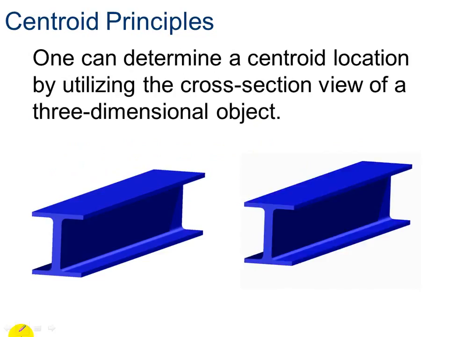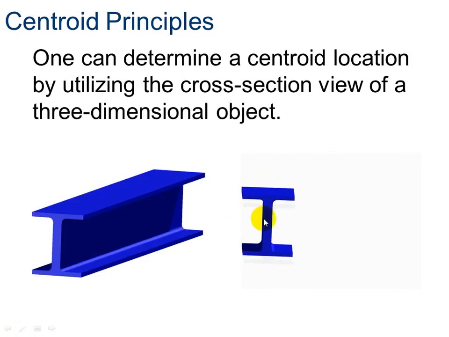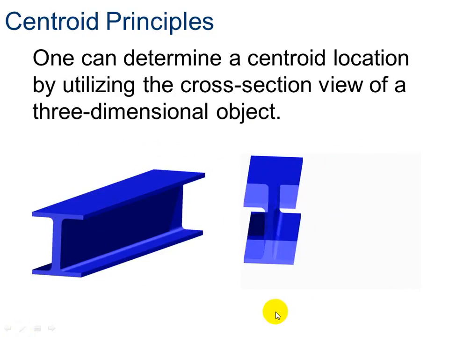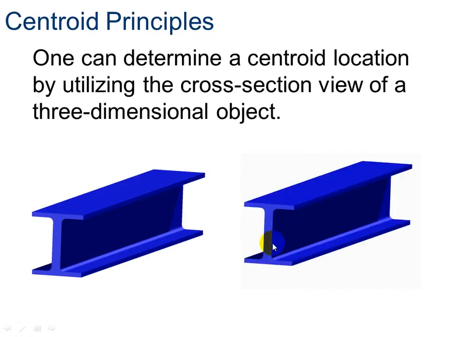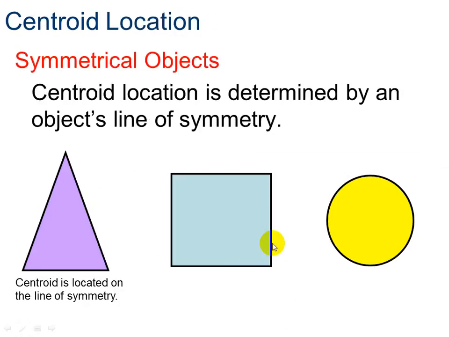You can determine a centroid location by utilizing the cross-section view of a three-dimensional object. Centroid location is determined by the object's line of symmetry. So for the triangle, we have a line of symmetry right along the middle here. So the centroid will be somewhere along this line.